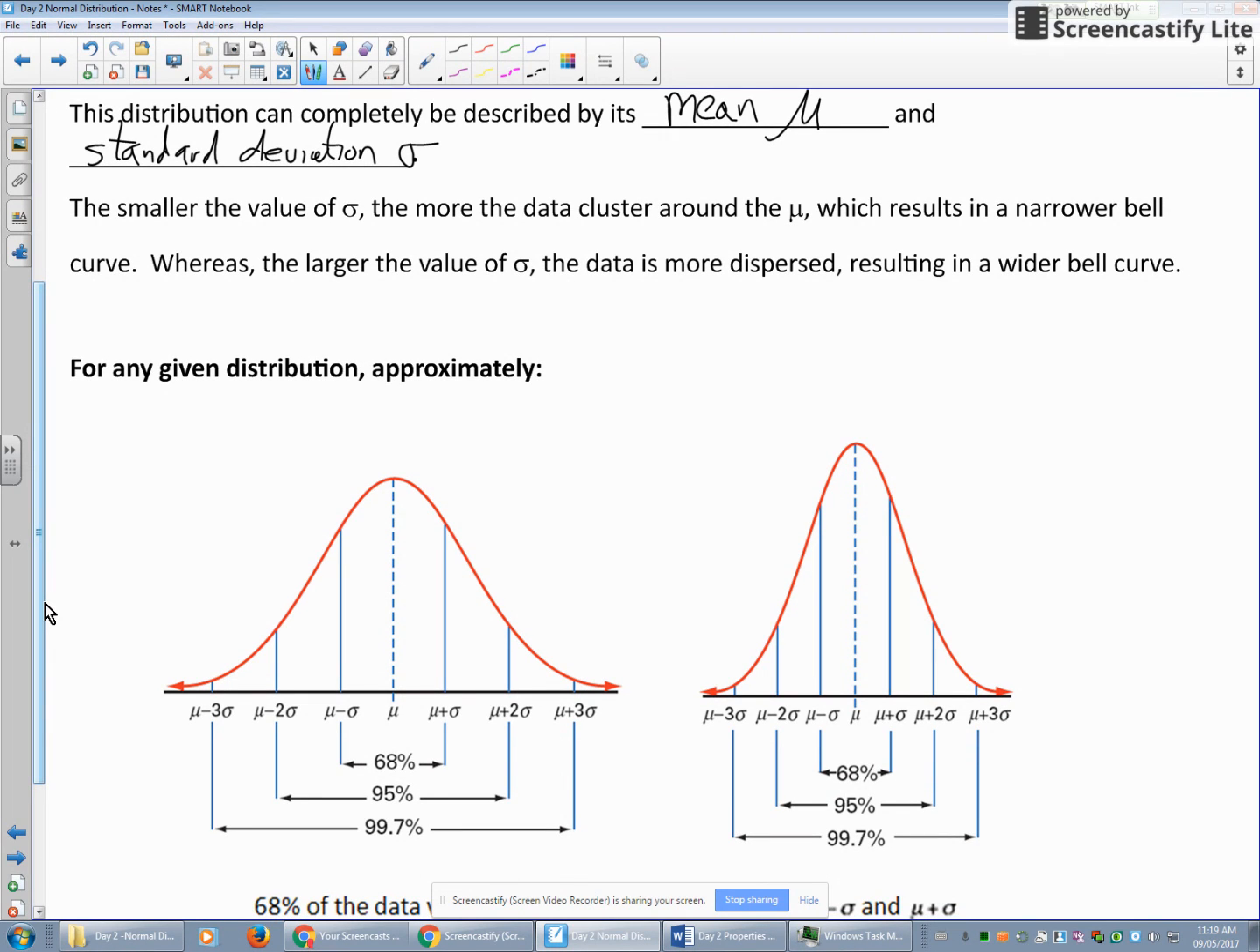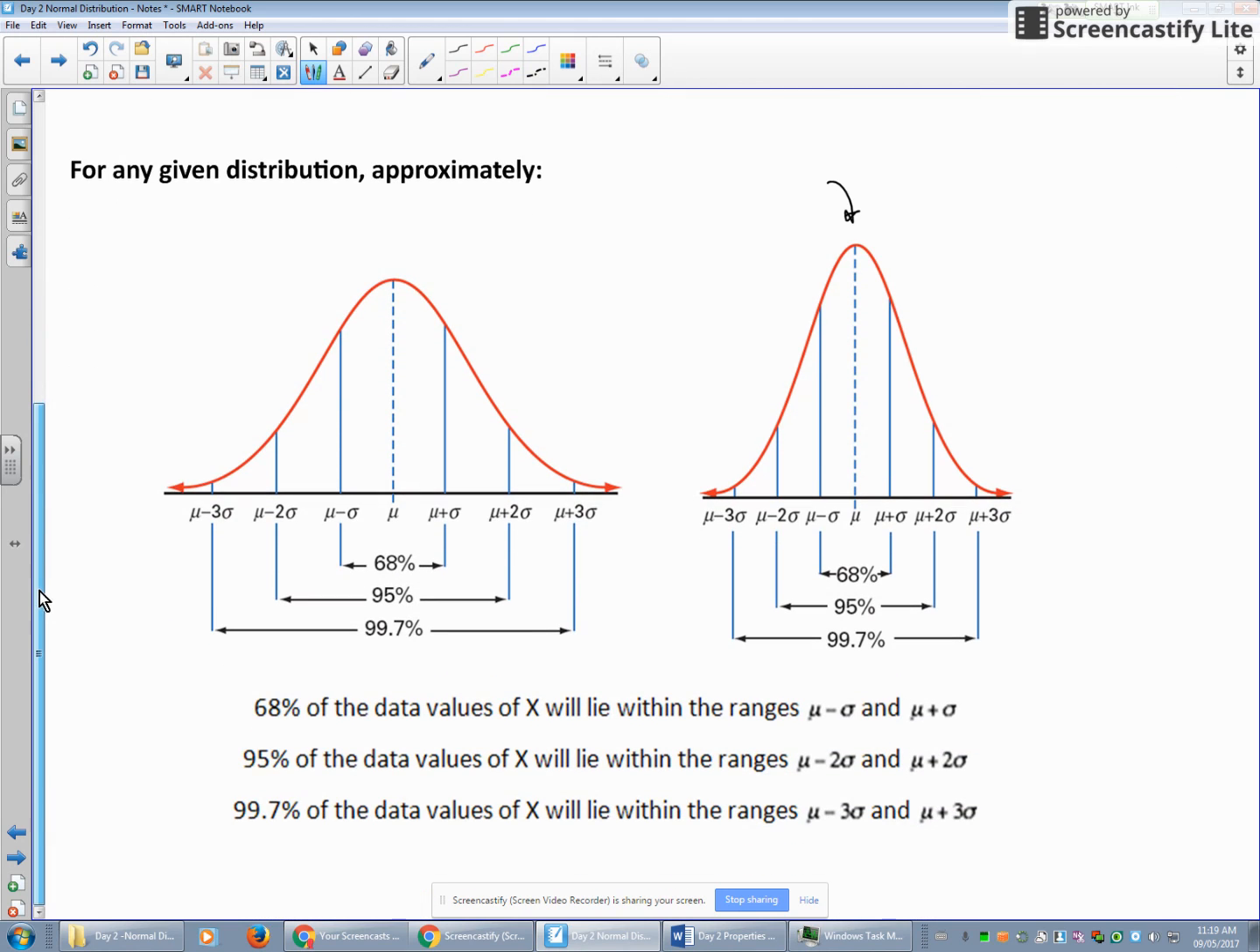The smaller the value of sigma, the smaller the distribution, the more the data clusters around the mean. So on the right-hand side, we've got a smaller distribution, and so it's not as widespread. It's narrower. So the note says the smaller the value of sigma, the more the data clusters around the mean, which results in a narrower bell curve. Whereas the larger the value of sigma, the standard deviation, the data is more dispersed, resulting in a wider bell curve.